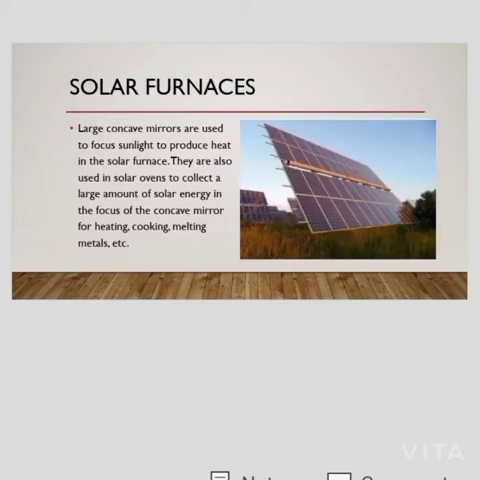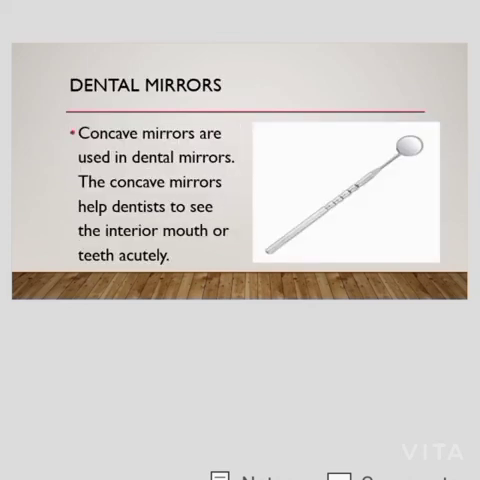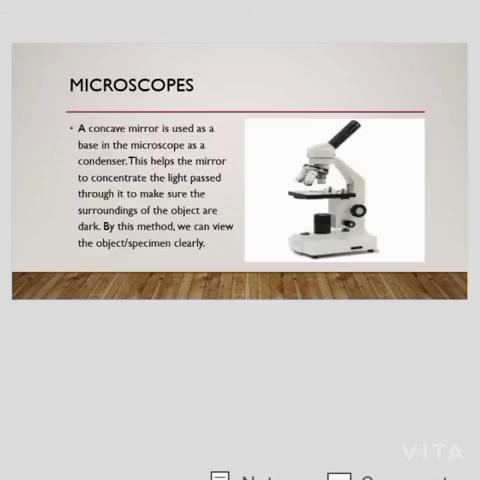Large concave mirrors are used in solar furnaces to focus sunlight to produce heat. They are also used in solar ovens to collect a large amount of solar energy in the focus of the concave mirror for heating, cooking, melting metals, etc. In the dental mirrors, also concave mirrors are used. The concave mirrors help dentists to see the interior of the mouth or teeth accurately.